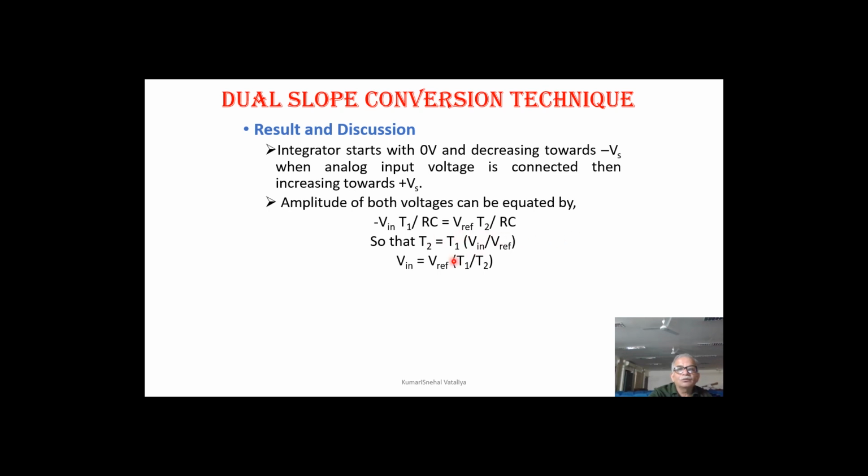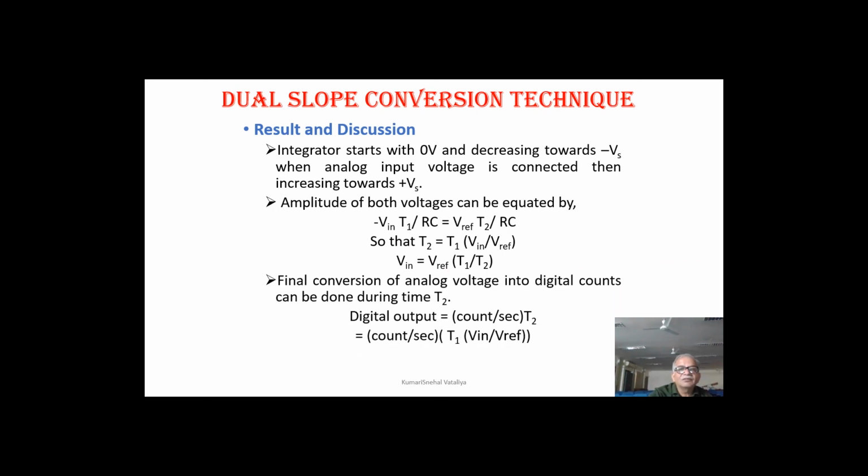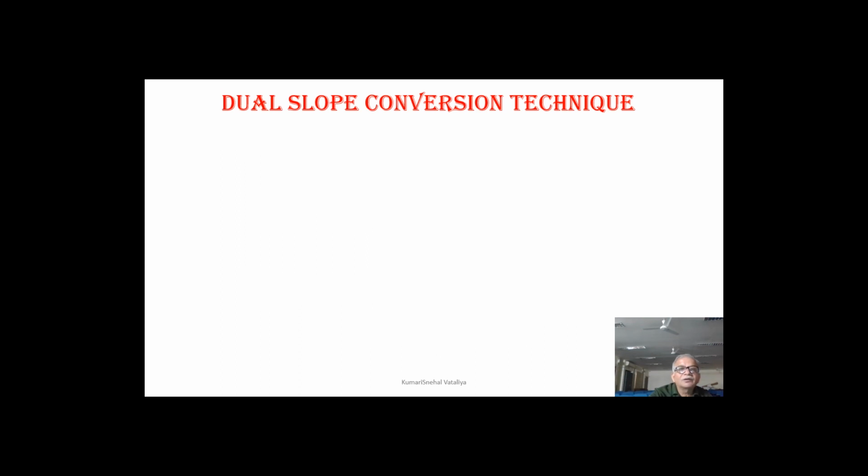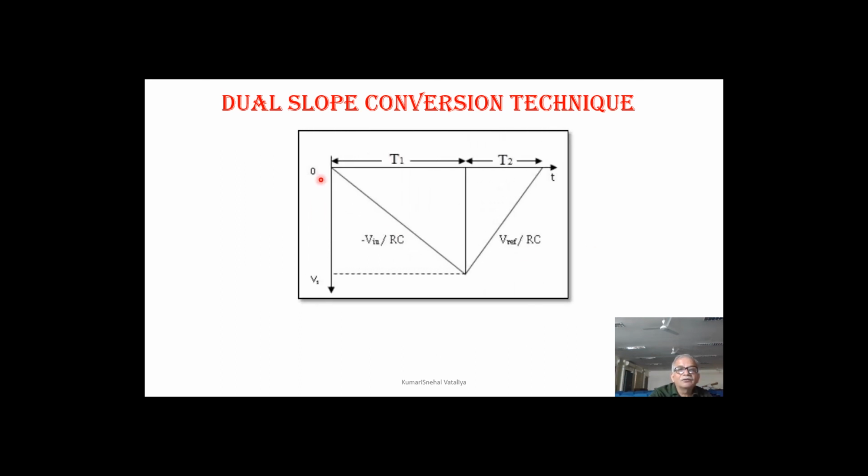So the final equation is in this form: V in is equal to V reference times T1 by T2. T1 is known, T2 is measured, and you will get the output in terms of T1 and T2. So first you have a fixed time, but depending upon the input voltage, if you applied this much voltage, you will get this much voltage generated. If you applied this much voltage, you will get less voltage.